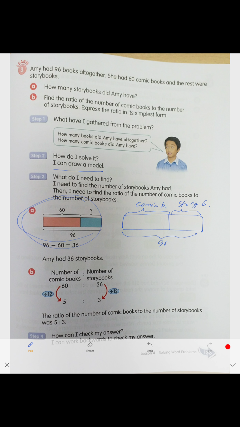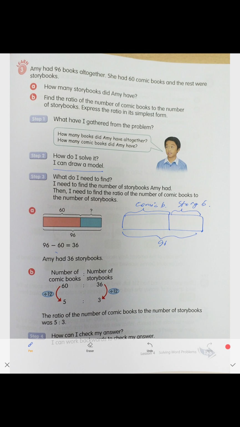And this is exactly our model over here. We have our total, and we have our part, which is 60, and the rest. So 96 minus 60 is 36, and we had 36 storybooks. That's your first answer. This is the number of storybooks.